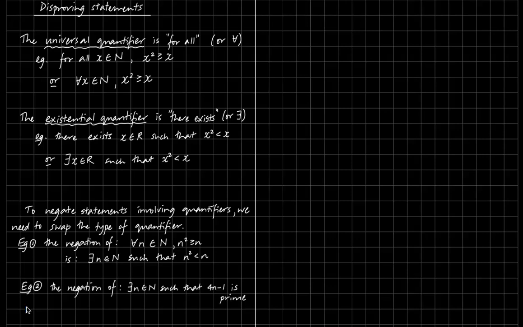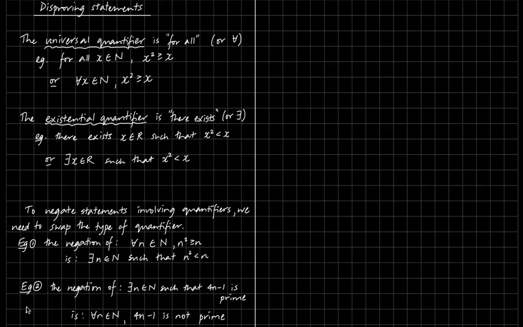Likewise, if we had an existential statement, so the negation of the statement there exists a natural number n such that 4n minus 1 is prime. If we want to negate that, we would be swapping the quantifier and saying for all natural numbers n, 4n minus 1 is not prime. So think about that one for a moment. There exists a natural number such that 4n minus 1 is prime. We don't need to show that there's just a single case where it's not prime. If we're going to negate that, we need to show that in every case it's not prime.